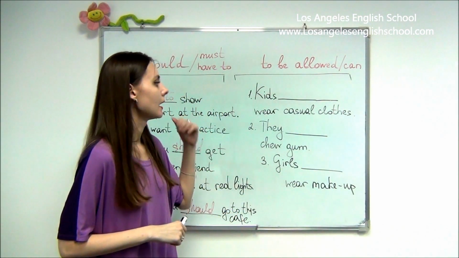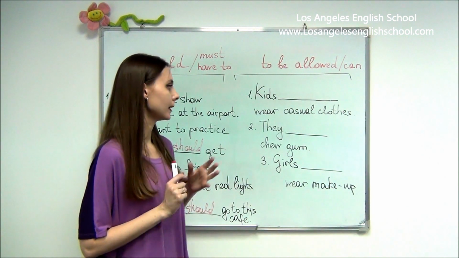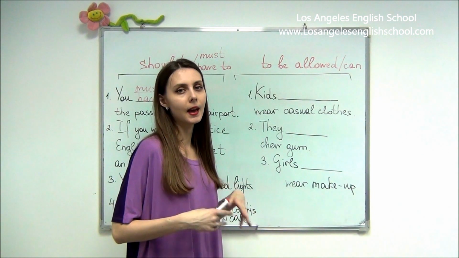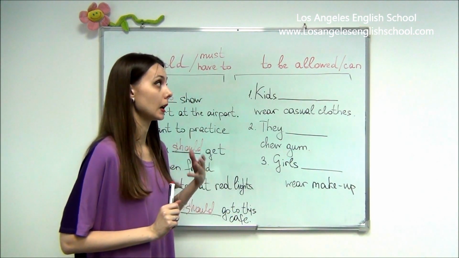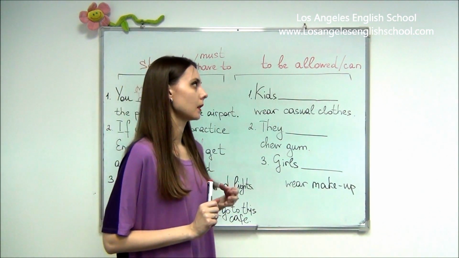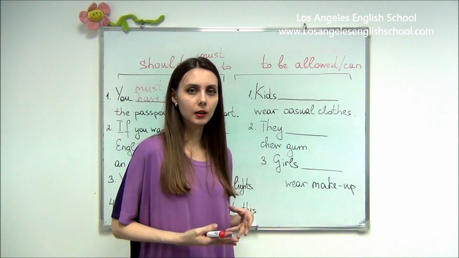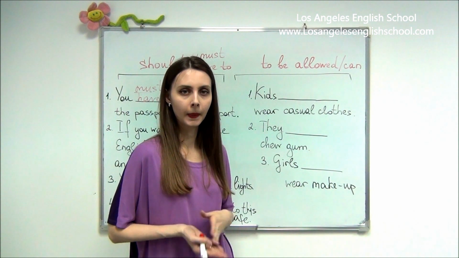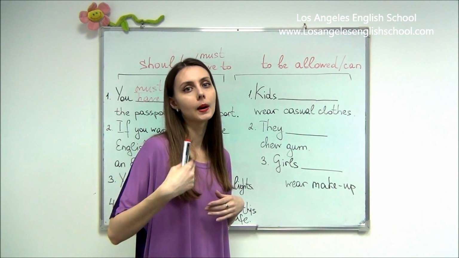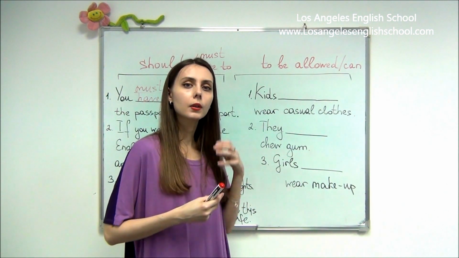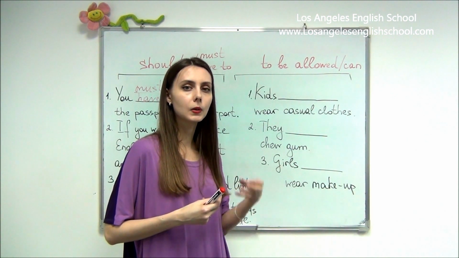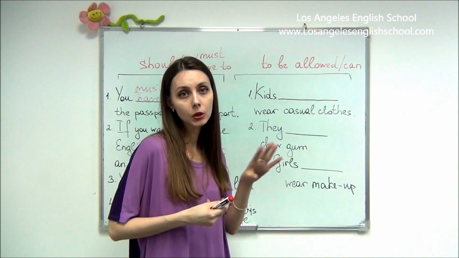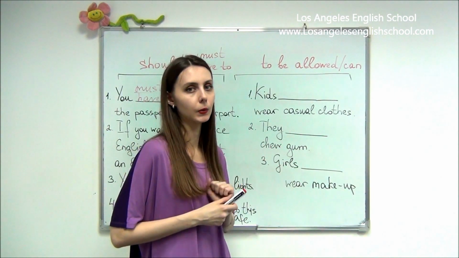So first, I have some rules for teenagers at school, and teenagers cannot do something. The expression to be allowed shows their permission. Permission is if you can do something or you cannot do it. So you need to get permission in order to do something that you aren't allowed to do. Okay? If you have no permission, you cannot do it. You aren't allowed to do it.